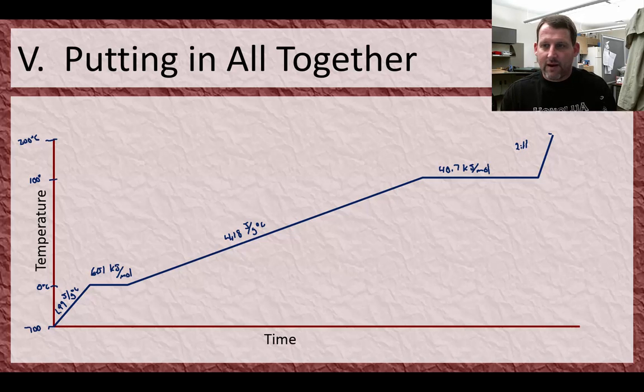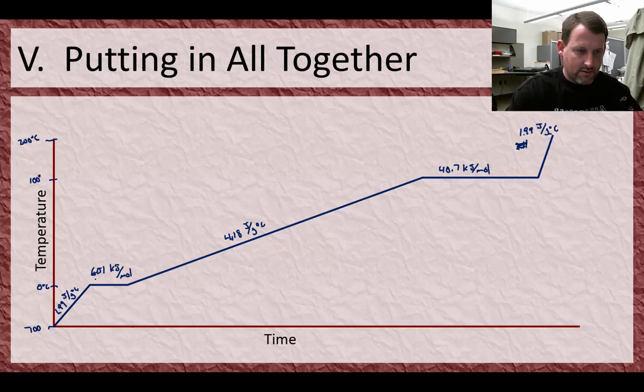Oh, I have those backwards. This one should be the 1.99. I apologize. Joules per gram degree Celsius. And this one down here should be the, oops, messed up again, 2.11.